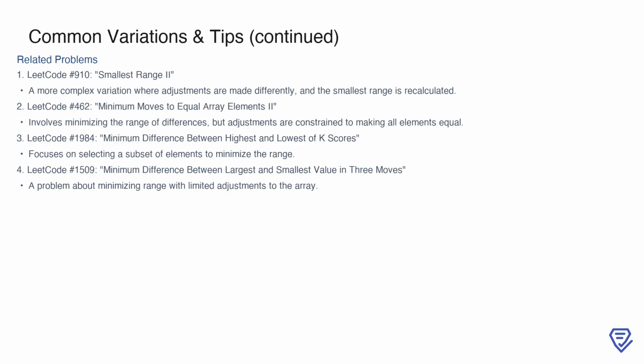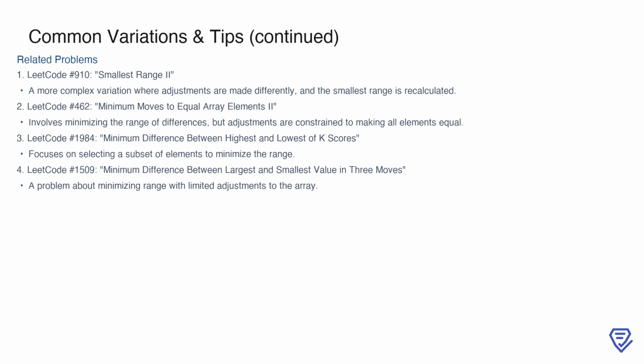This problem is closely related to several others on LeetCode, which are worth exploring to deepen your understanding. For example, problem number 910, Smallest Range II, introduces a more complex variation where the adjustments are made differently, requiring a recalculation of the smallest range. Problem number 462, Minimum Moves to Equal Array Elements II, involves minimizing the range of differences, but with the constraint of making all elements equal, which is conceptually different.